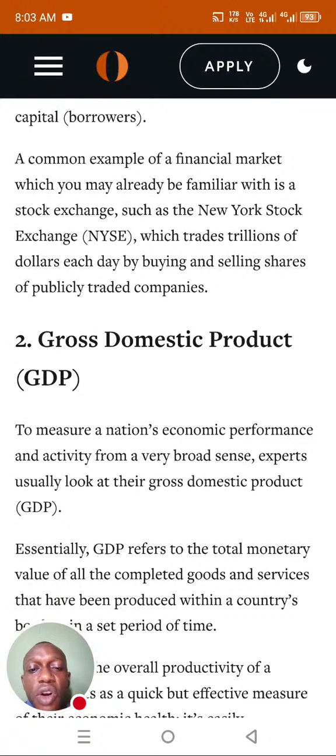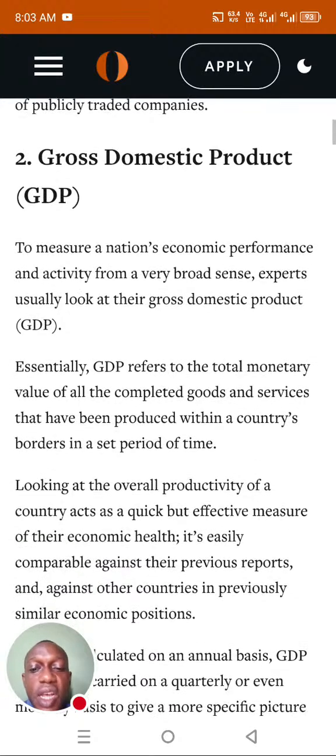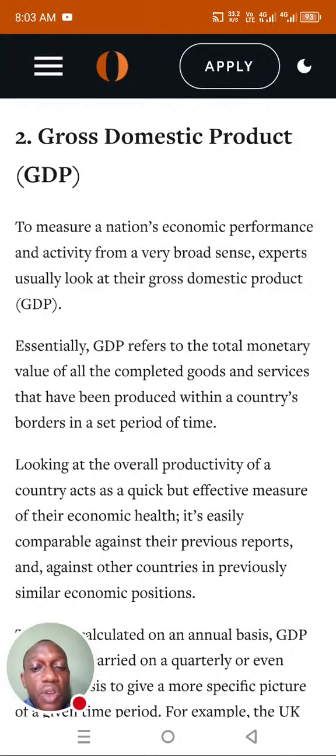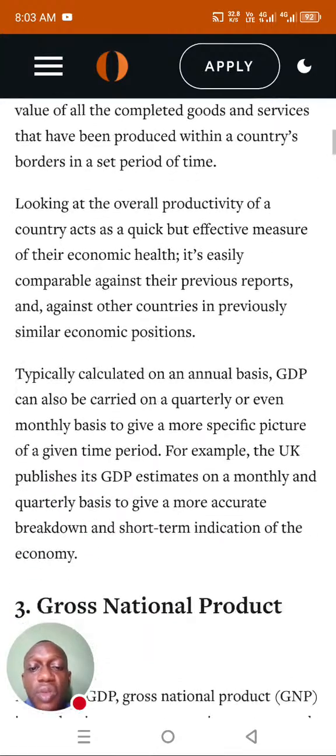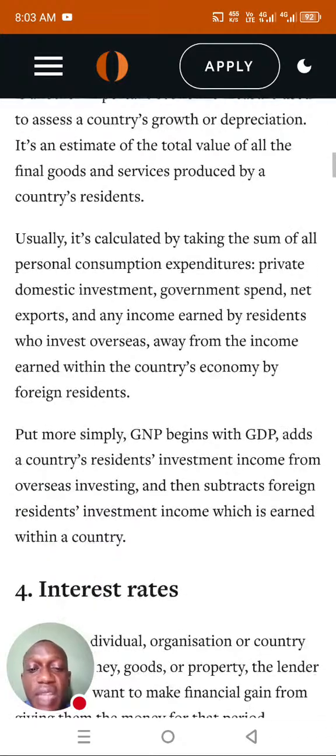Number two, gross domestic product, that's GDP. Those are the terms that economists expect you to be using. Okay, now to measure a nation's economic performance and activity from a very broad sense, experts usually look at their gross domestic product. I know you are an economics student, you understand what is meant by gross domestic product. So it goes like that. Number three, gross national product is different from gross domestic, though they are related. Gross national product is another important economic measure used to assess a country's growth or depreciation. Okay, it is an estimate of the total value of all the final goods and services produced by a country's residents. So that is that.